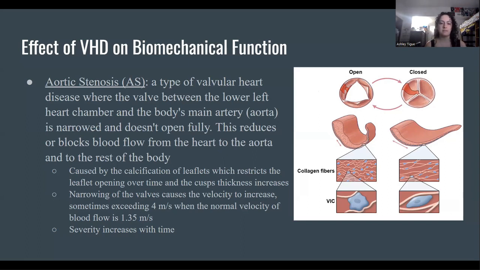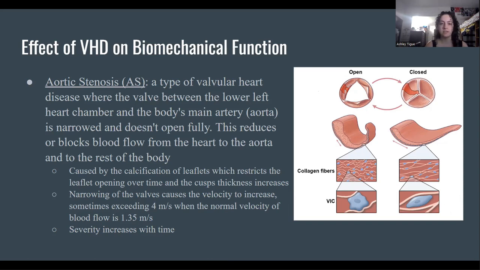This can be caused by the calcification of leaflets, which restricts the leaflet opening over time, and the cusp thickness increases. The narrowing of these valves causes the velocity of the blood flow to increase as well, where it can sometimes exceed 4 meters per second when the normal velocity of blood flow is 1.35 meters per second. And the severity of aortic stenosis only gets worse over time.